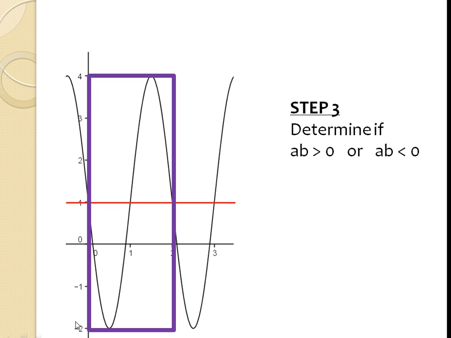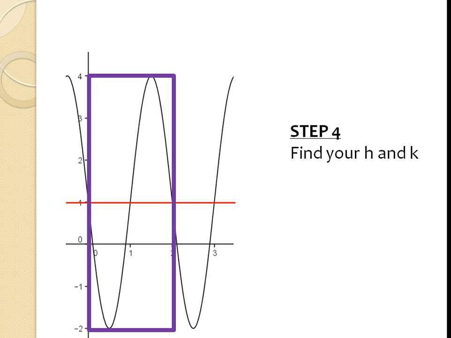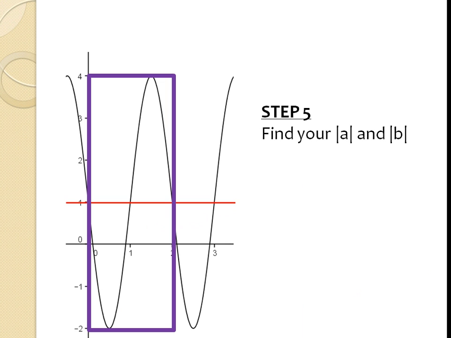So that's going to help us out now because we need to determine if a times b is going to be greater than 0 or if a times b is less than 0. And we said if you're decreasing, if you're going down, then you obviously know that your a times b is less than 0. So in this case, our a times b is less than 0. So let's find our h and k. Well, we've done this already because we chose our starting point previously. So our h in this case is 0, our k is equal to 1.